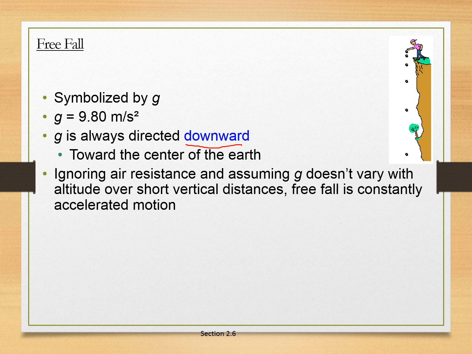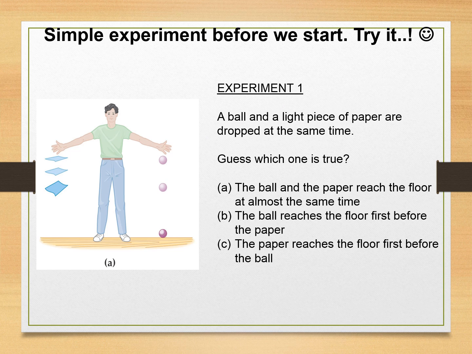It's conventional to define up as positive and down as negative. So in this case, the gravitational acceleration is a equal to negative g, equal to negative 9.8 meters per second squared. Ignoring air resistance and assuming g doesn't vary with altitude over short vertical distance, free fall is constantly accelerated motion. Okay, let's do a simple experiment before we move further.